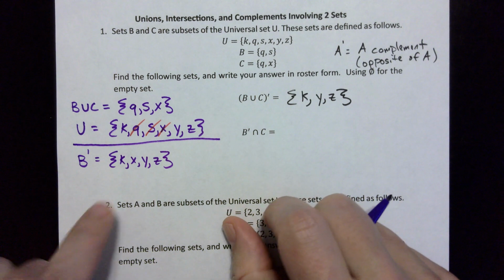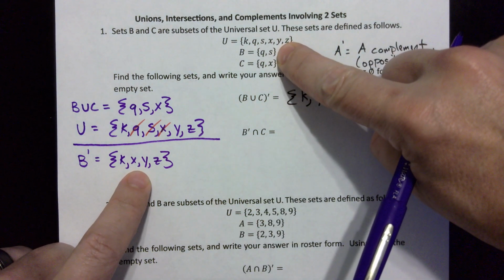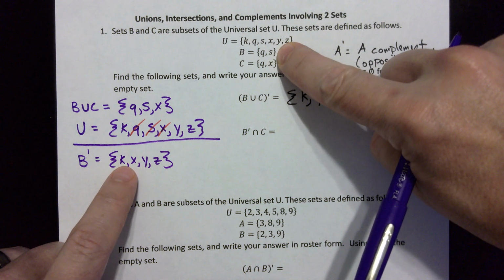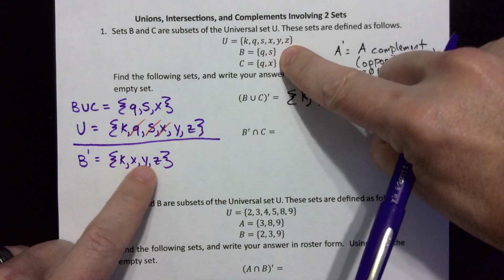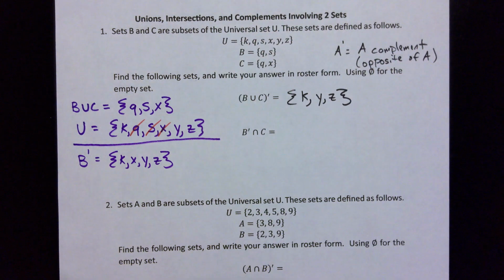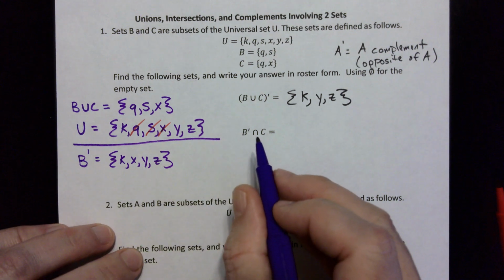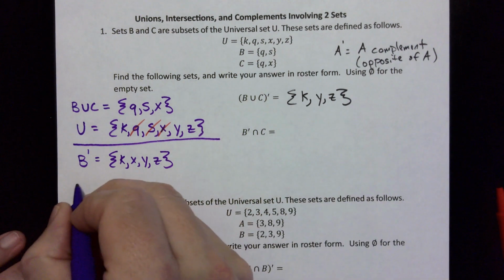And notice that between B complement and B, put those together, you have everything. You have K, Q, S, X, Y, Z. So that's everything. So B and B complement together give you the universal set. Okay. Now they asked us to intersect this with C, which means it has to show up in both.